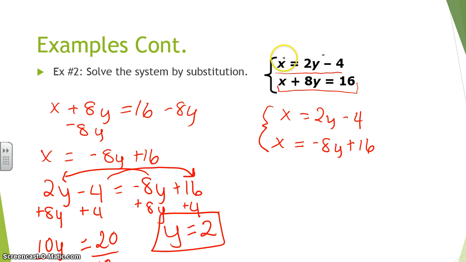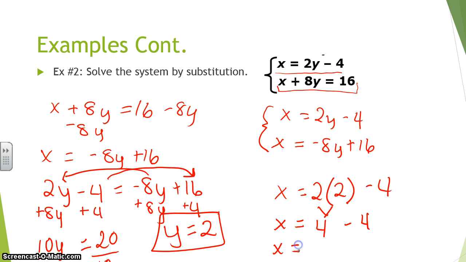I've now found y, so I can choose one of these equations to help me solve for x. So I can look at my original, my x equals 2y minus 4. So I have x equals 2 times y, now is 2, minus 4. 2 times 2 is 4, minus 4. So my x is going to equal 0. Have I found my x and my y? I sure have. So I can now write my ordered pair, which is going to be 0, comma 2. That is my ordered pair.